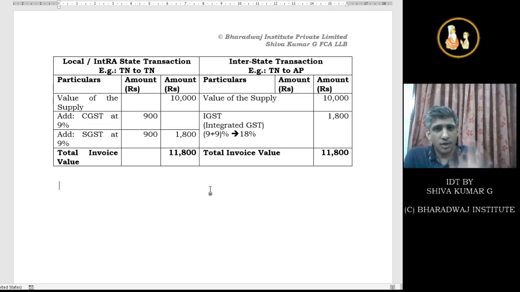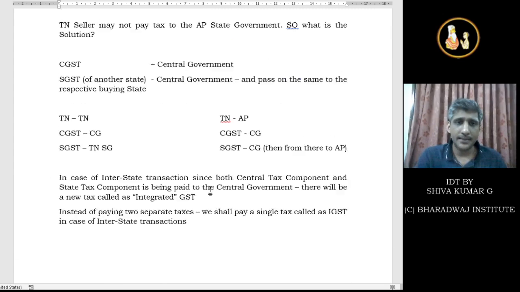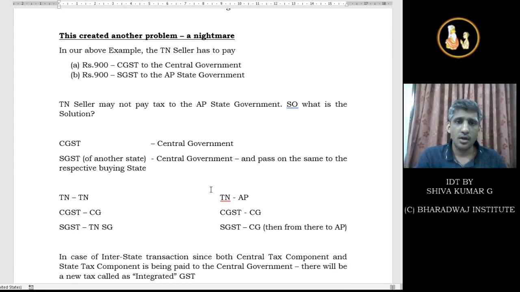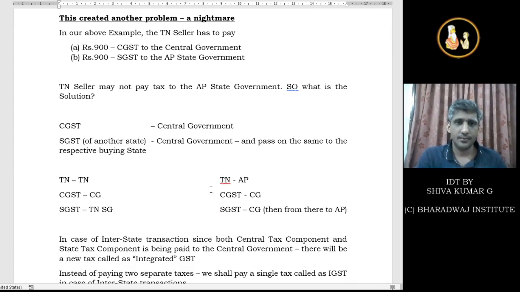Now, understood? If I pay to central government, this entire 1,800, can central government keep? No. Central government cannot keep. 50%, 900 rupees it can keep. Balance 900, it has to transfer to the buying state. In this example, Andhra state government. Okay. Now, I request you to kindly pause the video and update this.